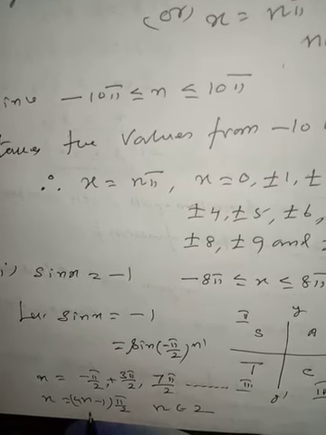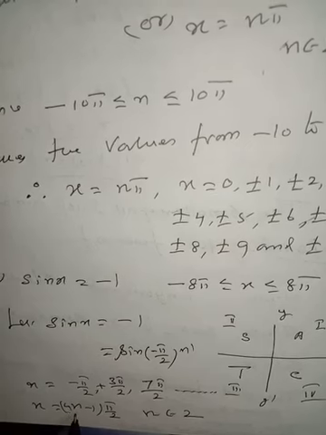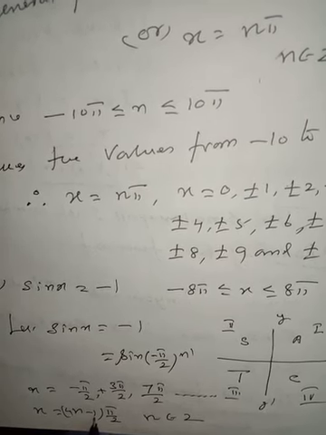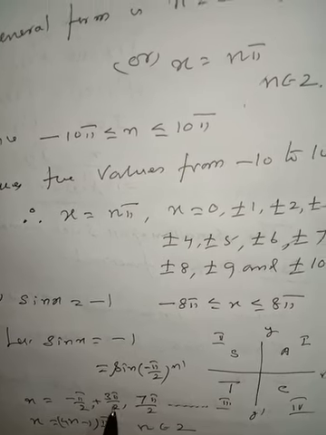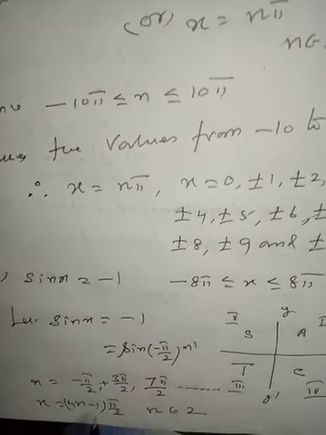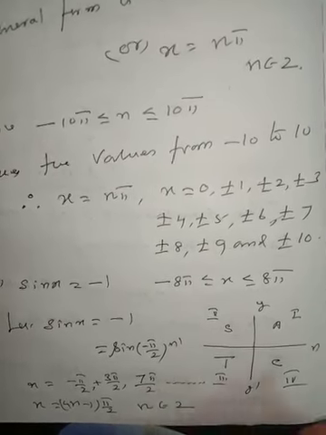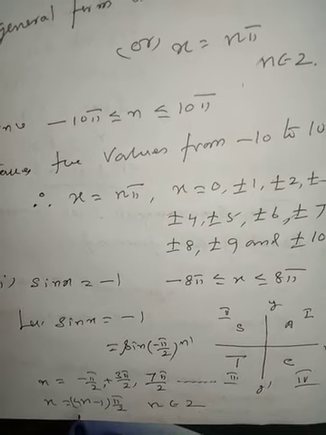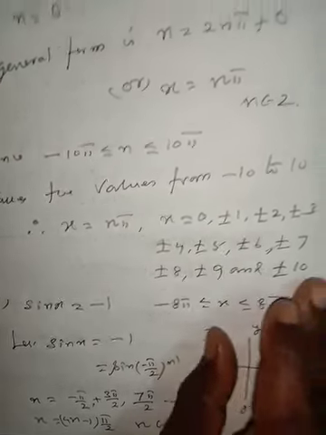Put n is equal to 0, we get minus pi by 2. Put n is equal to 1, 4 into 1 is 4, 4 minus 1 is 3, so 3 pi by 2. Put n is equal to 2, 4 twos are 8, 8 minus 1 is 7, 7 pi by 2, and so on. The solution of x is (4n minus 1) pi by 2, n is an element of integer.